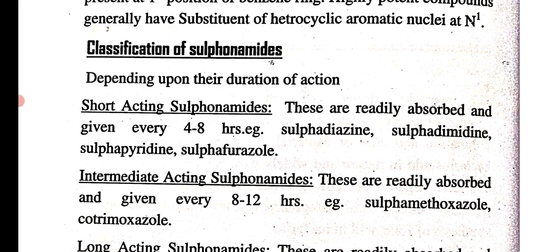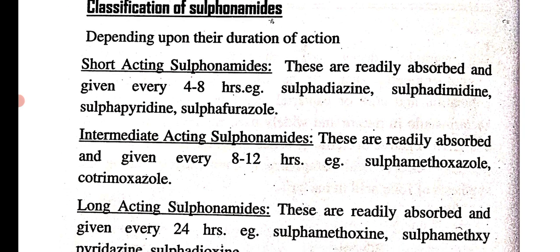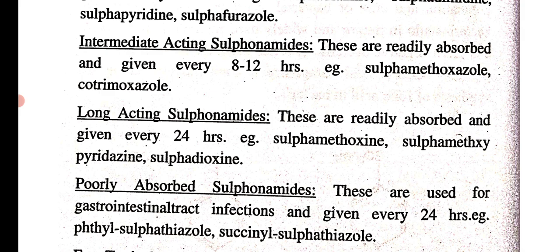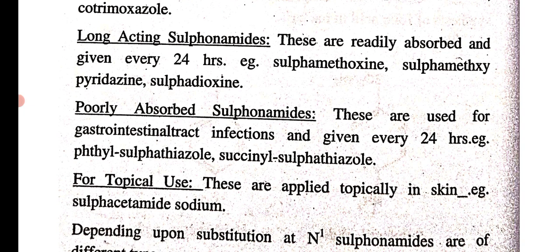Under intermediate-acting sulfonamides, these are readily absorbed and are given every 8 to 12 hours, and examples are sulfamethoxazole and cotrimoxazole. Long-acting sulfonamides are given every 24 hours, and examples which come under this category are sulfamethoxine, sulfamethoxypyridine, and sulfadoxine. Poorly absorbed sulfonamides are given every 24 hours, and the drugs which come under this category are phthalyl sulfathiazole and succinyl sulfathiazole.